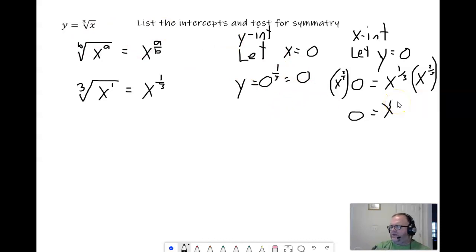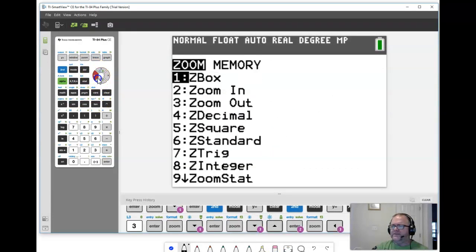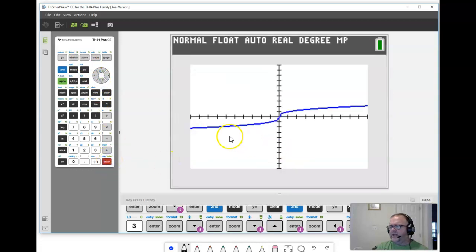And the last thing I want to do is test for symmetry. Symmetry means, is this function reflective across the x-axis, the y-axis, or the origin? Not all functions are any of those, but sometimes they are, and if we find that there's a symmetry, it really helps us when we graph them by hand. So once again, I go back to my calculator. Let's go back to Zoom Standard, just to get it back in there.